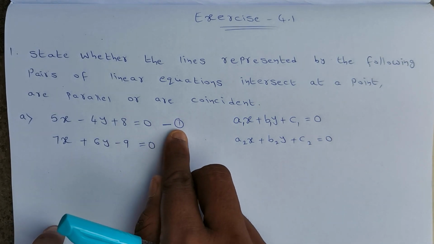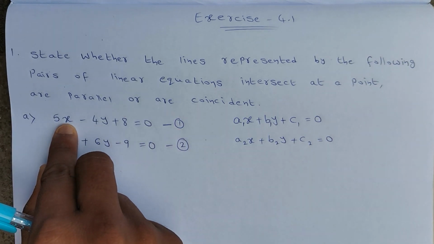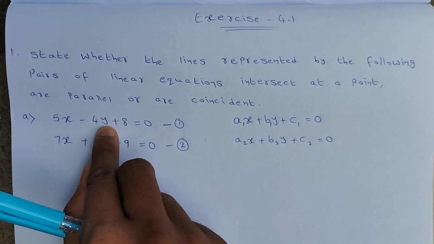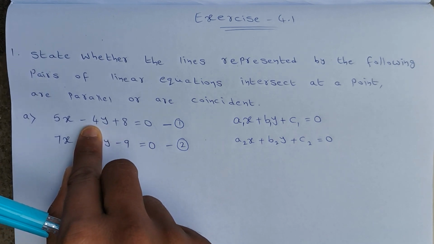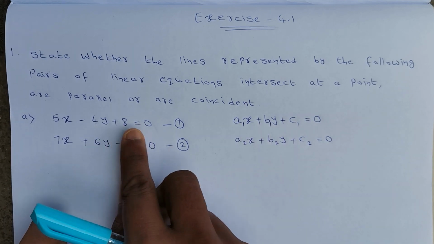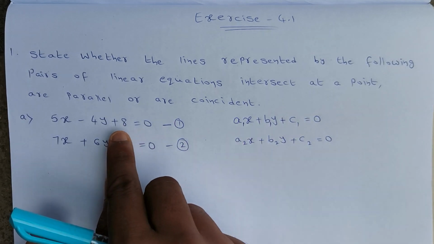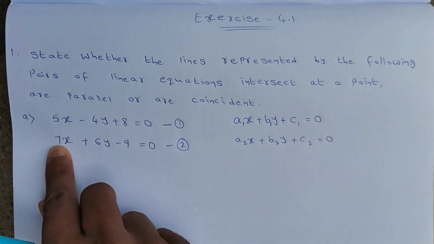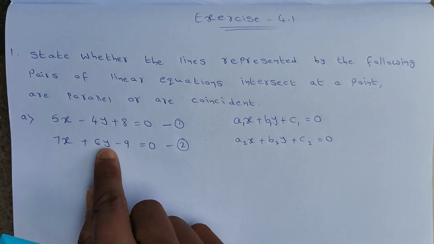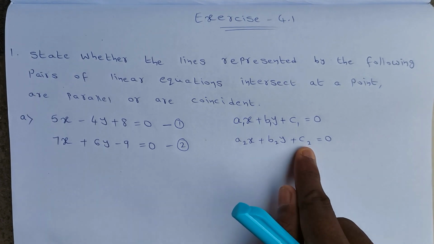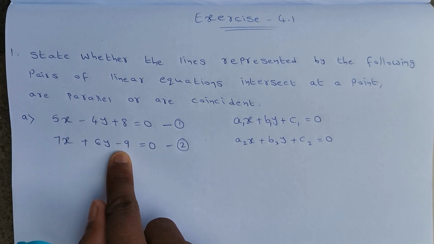Now if we observe the first equation, 5x is the first term. So the x coefficient is 5, so a1 is 5. Here the y coefficient is minus 4, so b1 is minus 4. The constant is 8, that is nothing but c1, so c1 is 8. In the second equation, if you observe, the x coefficient is 7, so a2 is 7. The y coefficient is 6, here the y coefficient is b2, so b2 is 6. c2 is the constant, that is here minus 9.